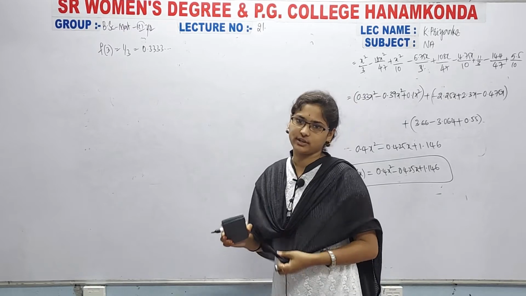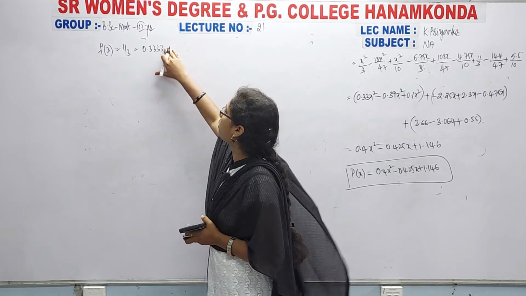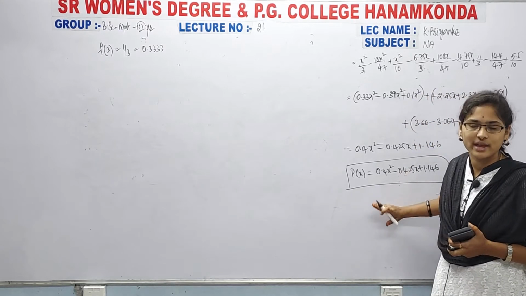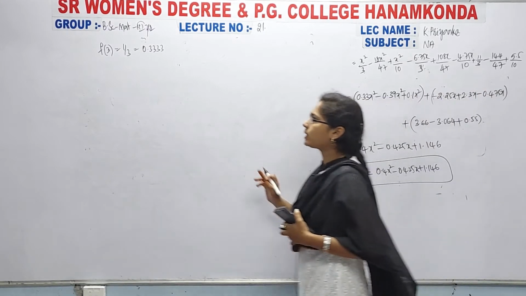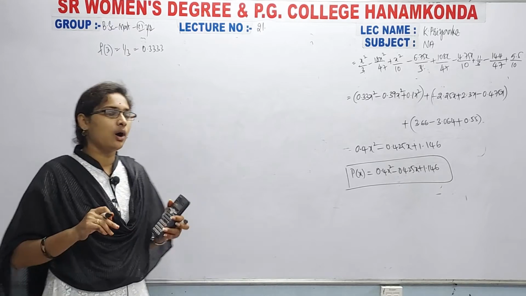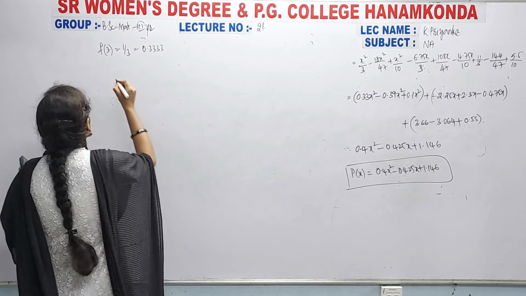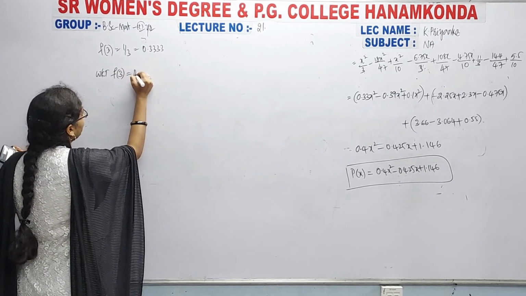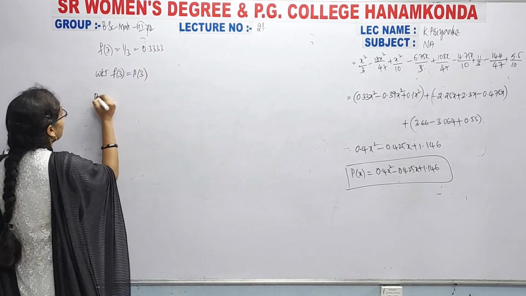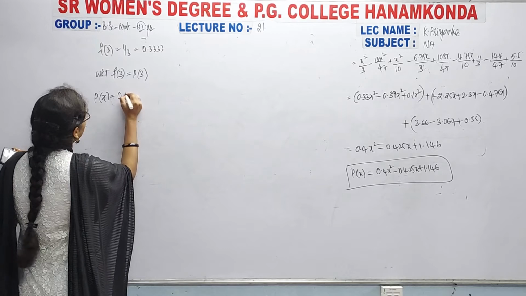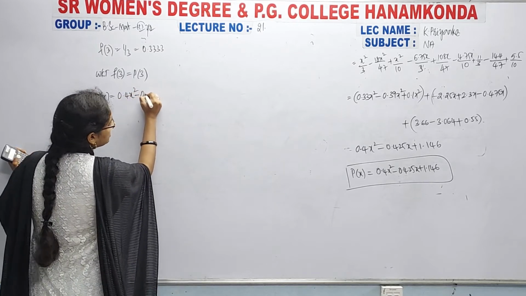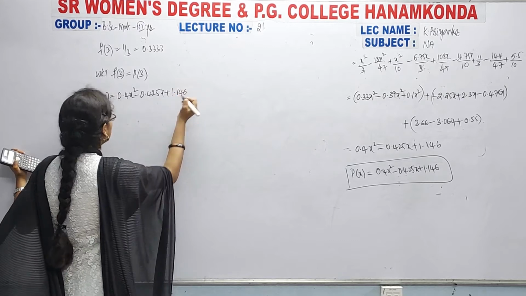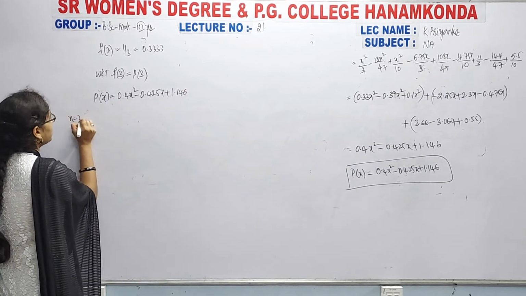Actually we have f of 3 like that. Now what they mentioned is to use this polynomial. We have one polynomial, and now we have to use it to calculate the f of 3 value. We know that f of 3 is equal to p of 3. Now p of x is equal to 0.4x square minus 0.425x plus 1.146. They gave that x is equal to 3 here.